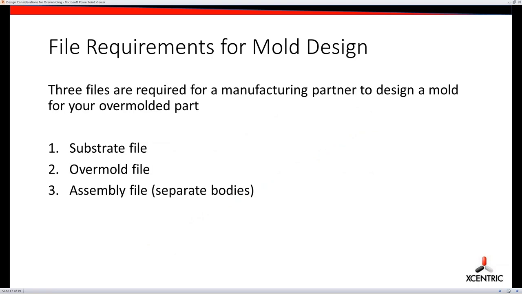So when quoting, this should be common among most manufacturers. When quoting an overmolded part, they'll need a substrate file, an overmold file, and an assembly file with separate bodies within there. That's just going to allow us or them to really see what's going on and make sure that it's going to be possible to get what you're looking for.